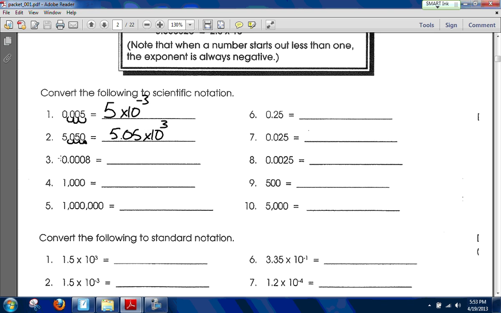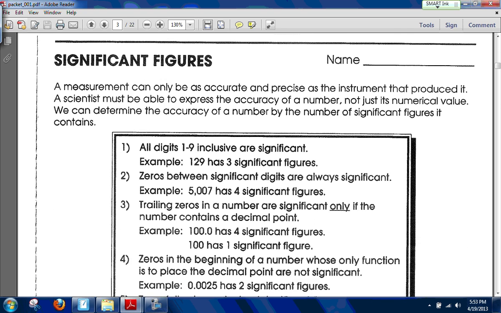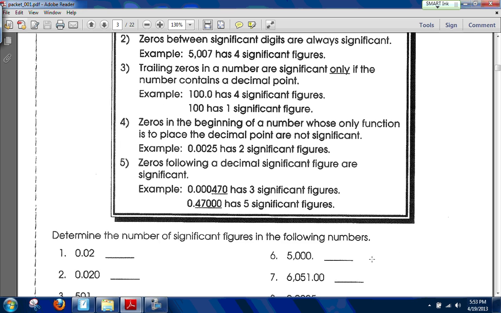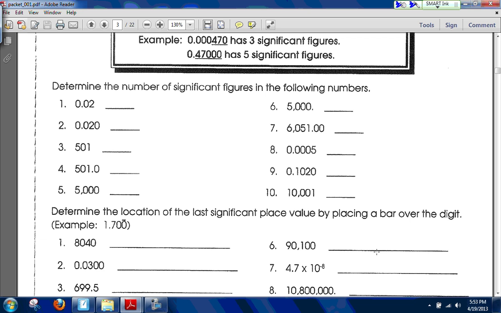Okay, so we're done with that page. You can come back and do it all yourself. Significant figures. So these ones we've been practicing for a while as well. They are actually pretty easy. It says determine the number of significant figures in the following numbers. So the first one we're going to start off with is number 1.